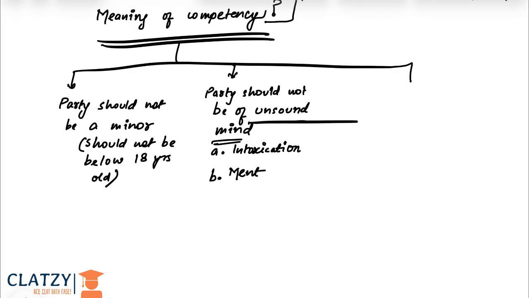Second, people who are... and please don't get confused while you're making notes. I have told you that you can mention these two for your easier understanding, but it is not as simple. As I told you, not every intoxication is an example of unsound mind. So we will discuss these two in detail, but for now you just note these two aspects.